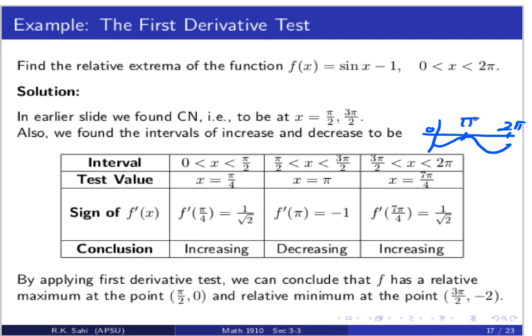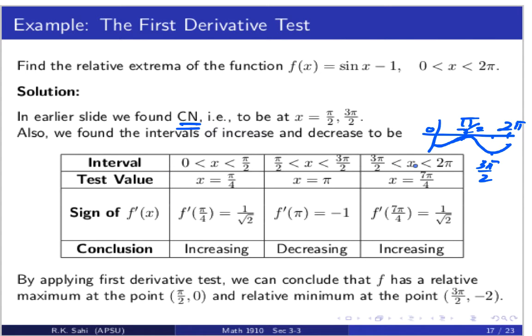This one is pi halves, and this one is 3 pi halves. Clearly, the function increases from 0 to pi half, decreases from pi half to 3 pi half, and from 3 pi half to 2 pi, it increases. So we found the critical numbers; you can look at the notes in the earlier session. Those are the values pi halves and 3 pi halves.